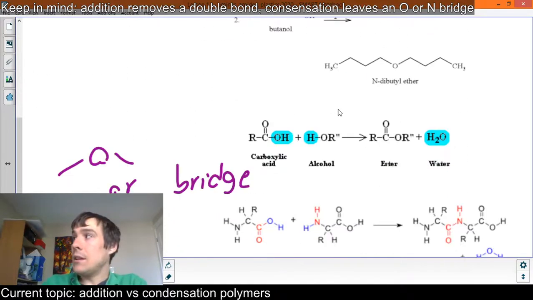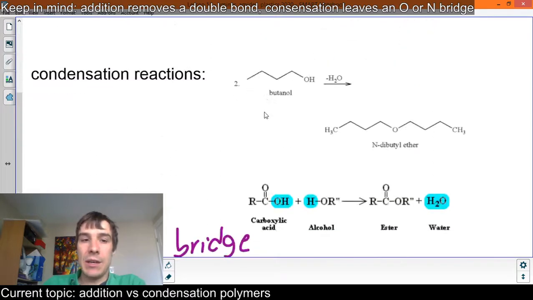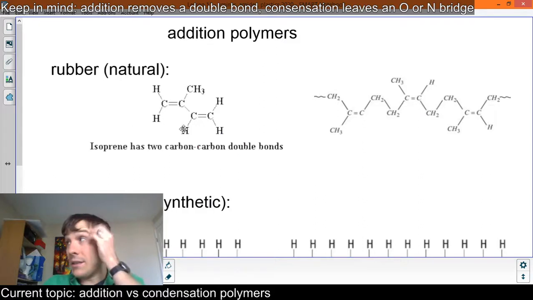So you can kind of tell the difference. Addition reactions require a double bond. Condensation reactions require some kind of way to get water out of there. So you'll need an OH group on one thing and a free hydrogen on the other thing. So let's talk about addition polymers.